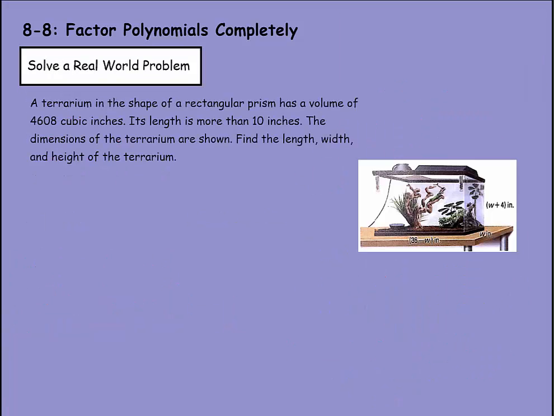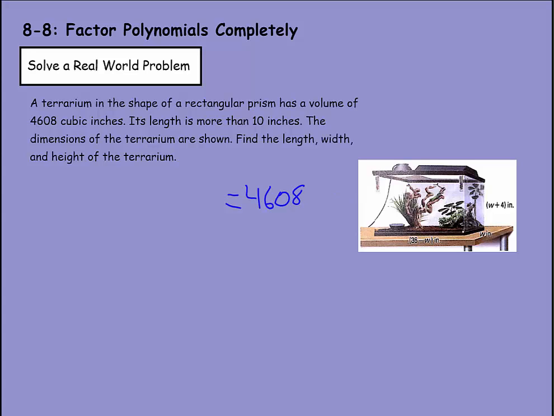Let's solve a real-world problem then. It says a terrarium in the shape of a rectangular prism has a volume of 4608, so 4,608 cubic inches. Its length is more than 10 inches. The dimensions of the terrarium are shown. Find the length, width, and height of the terrarium. Well, I know that the volume of the prism is 4608.